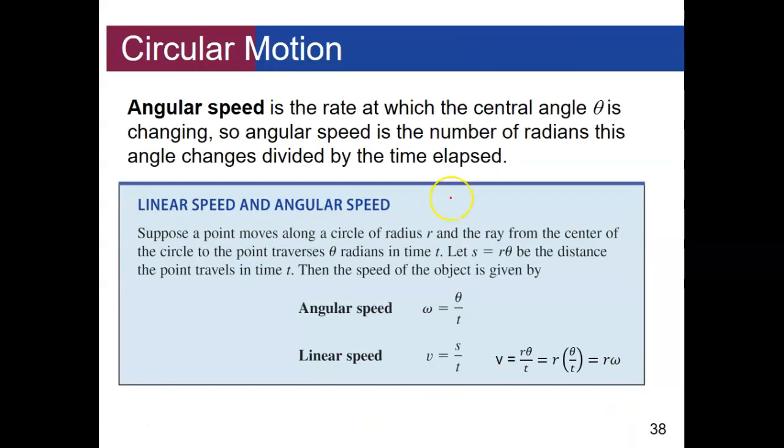Okay, so we've got a couple formulas here. We've got that angular speed is theta divided by time, and linear speed is the arc length divided by time, or we know that arc length is r times theta. So if I factor out the r, then theta over t is my angular speed. So the linear speed is your radius times your angular speed.